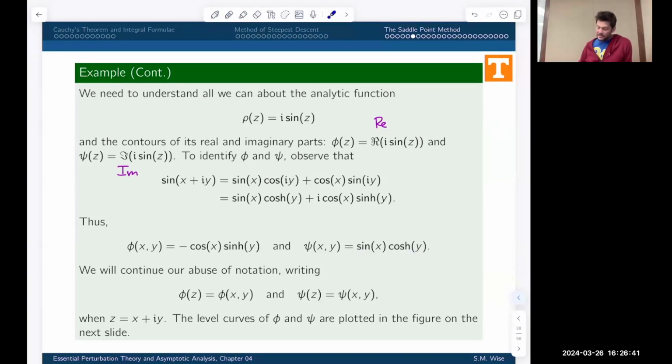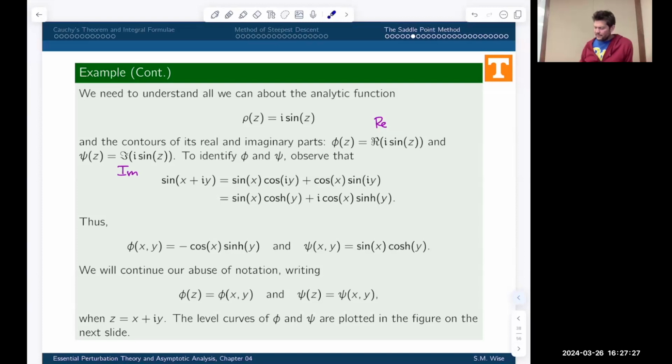And I'm going to continue the abusive notation that I used in the last example and in the last section. Even though I want to think of phi as a function of two real variables, x and y, I'm going to commonly think of it as a function of a complex variable z, where z is a special complex number that has x and y as its real and imaginary parts, respectively. This doesn't quite make sense, because one is a function of a complex variable and the other a function of two real variables, but you can see how to bridge that gap. It's a slight abuse of notation.